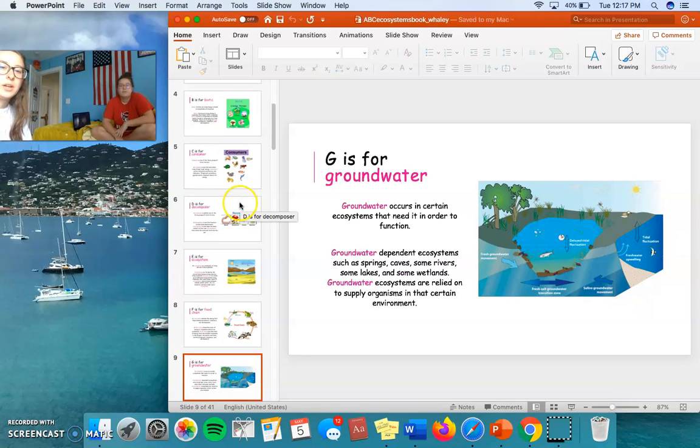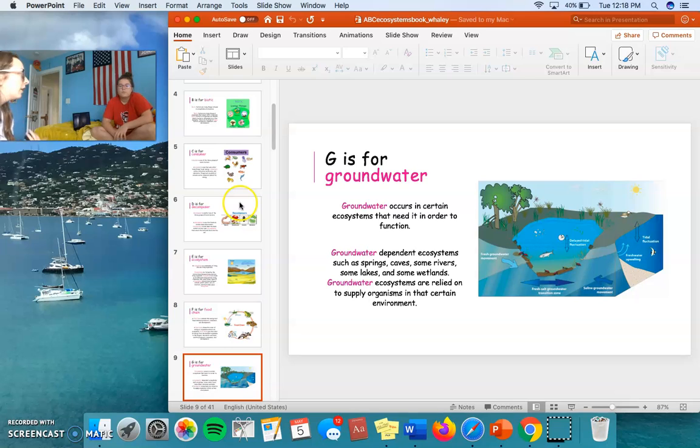G is for groundwater. Groundwater occurs in certain ecosystems that need it in order to function. Groundwater-dependent ecosystems such as springs, caves, rivers, some lakes, and some wetlands. Groundwater ecosystems are relied on to supply the organisms in the certain environment.